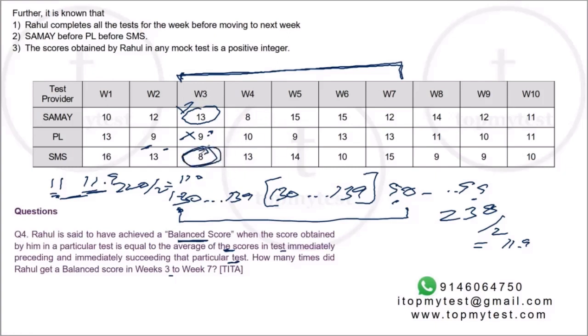Okay. Now let's try the next one. 8 and 10. Can it result in an average of 8? No. 18. Minimum itself is 9. So out.